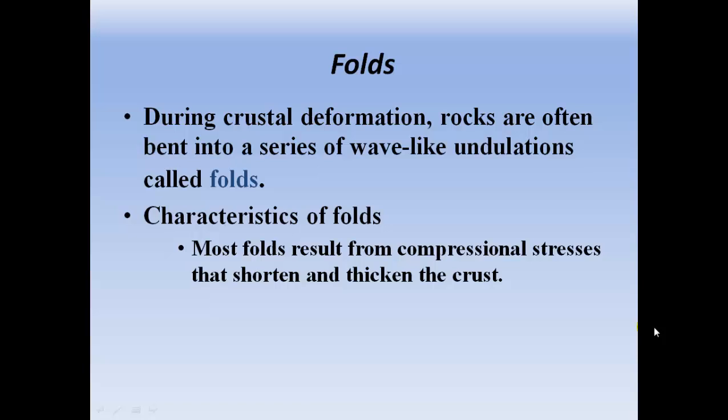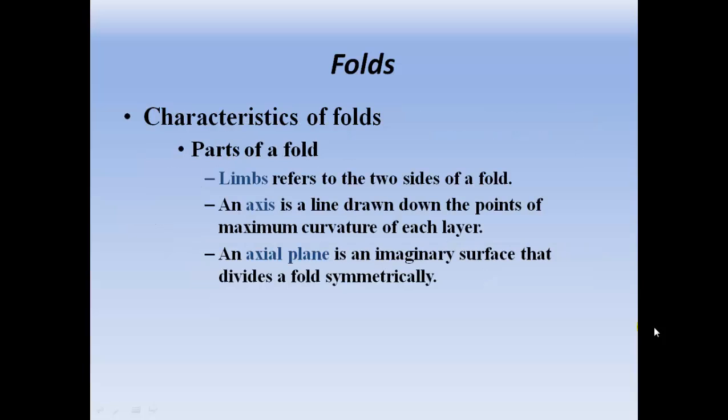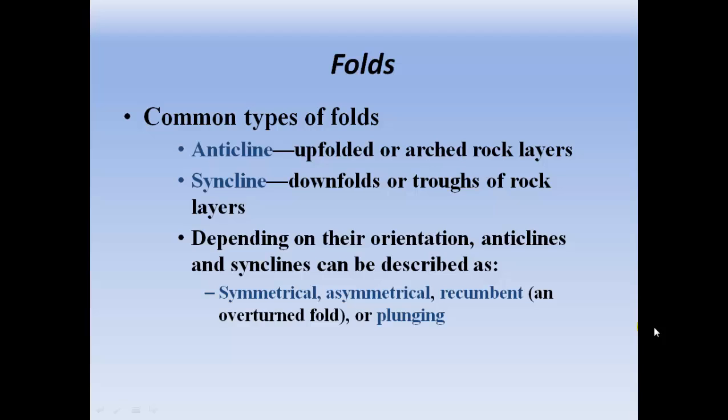Characteristics of folds. Most folds result from compressional stresses that shorten and thicken the crust. Parts of a fold: limbs refer to the two sides of a fold, and an axis is a line drawn down the points of maximum curvature of each fold. The axial plane is an imaginary surface that divides a fold symmetrically, like a mirror. An anticline is the upfolded or arched rock layers. The syncline is the downfolds or troughs of the rock layers. Depending on their orientation, anticlines and synclines can be described as symmetrical, asymmetrical, recumbent or overturned, or plunging.